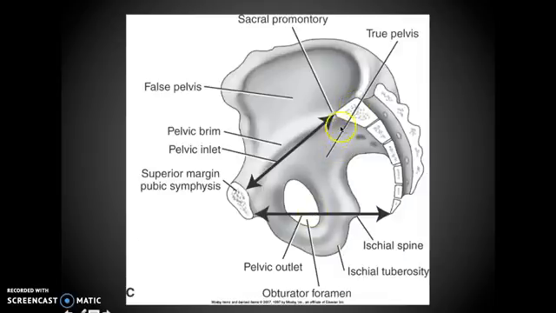Looking here, we have the true pelvis, which is between the pelvic inlet and the pelvic outlet. So this is your true pelvis, this is your false pelvis up above, and it's separated by the pelvic brim, that line right there.